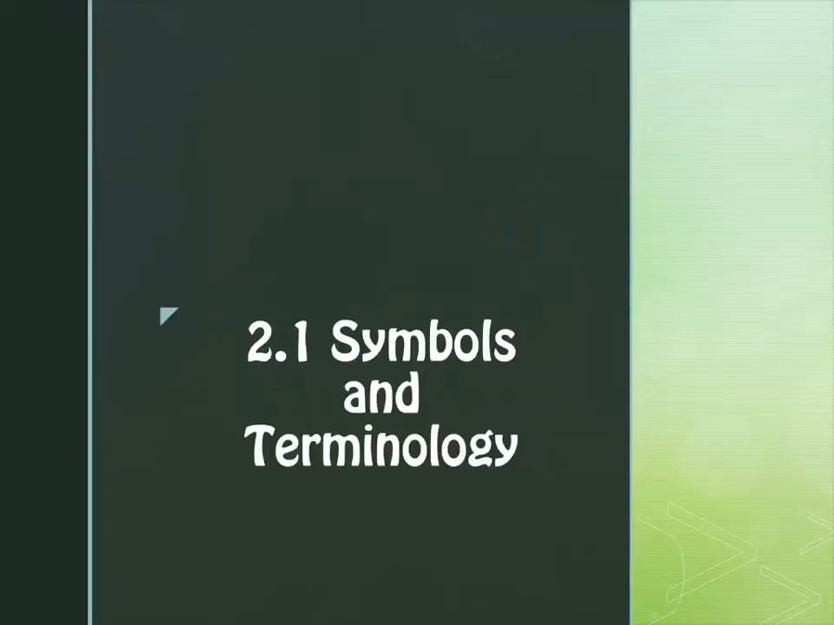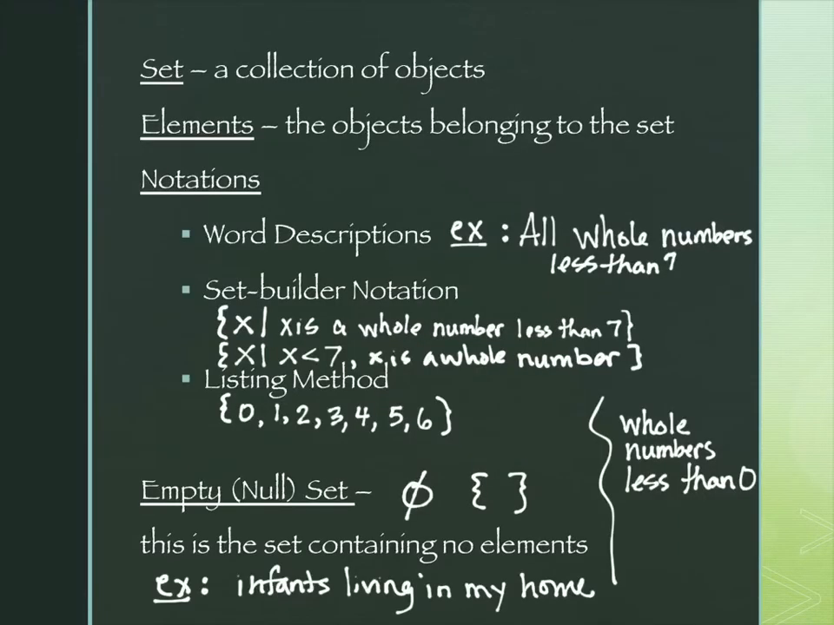Last time we started section 2.1, symbols and terminology, and we had taken a look at just a few key concepts from set theory as we began our discussion. We talked about what sets are. Sets are just a collection of objects, and those objects are called elements. We talked about three different types of notation for sets.